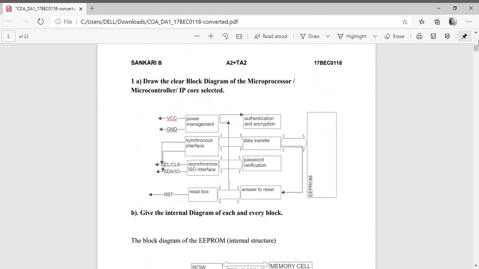The first question is, draw the clear block diagram of microcontroller microprocessor IP core selected. So the diagram here, I got this from the datasheet that I downloaded for my microcontroller, and I drew this diagram with the help of this software called Da1. It is basically a website where you can just go and choose the shapes that you want and align accordingly to get the diagram that you require.